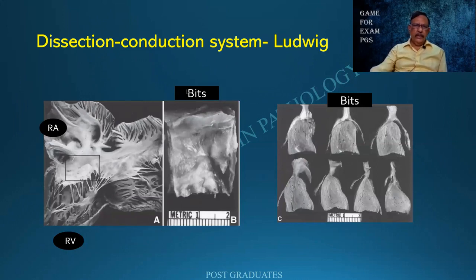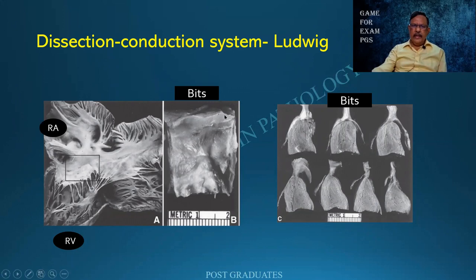Regarding the bits, look at a picture. Whenever I look at a picture, take some time. This is a right atrium. Lower down will be the right ventricle. In the right atrium, close to the interatrial septum, there will be an area of thickness that will be the SA node. From this, you find there will be branches going down on either side of the interventricular septum.